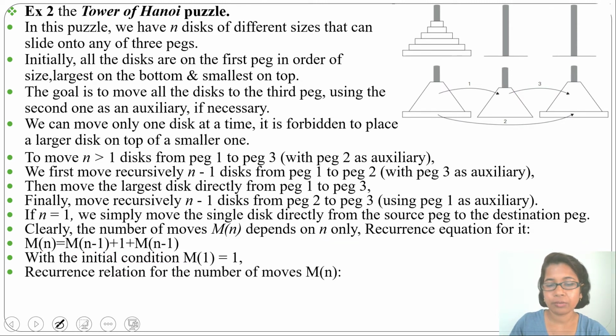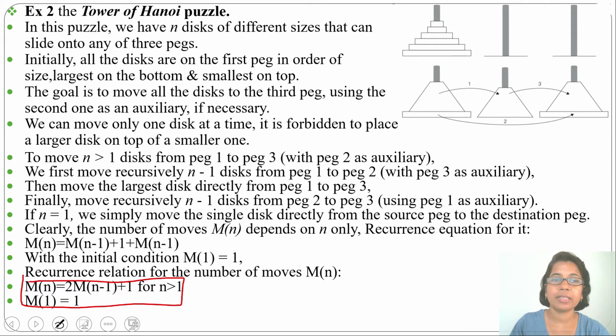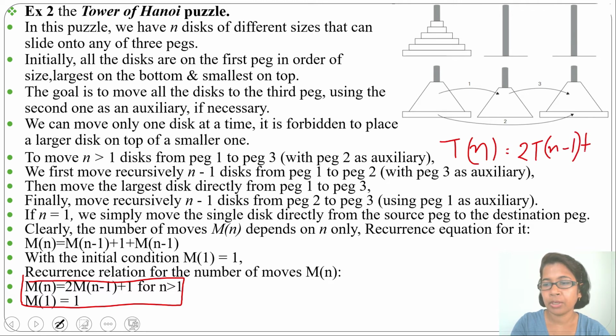So the recurrence relation for the number of moves is M(n) = 2M(n-1) + 1 for n greater than 1. We just add these together. So we found M(n) = 2M(n-1) + 1, and the initial condition is M(1) = 1. So I found this as the recurrence relation for Tower of Hanoi. Lots of times you will get a question like, what is the recurrence relation for Tower of Hanoi? It is M(n) = 2M(n-1) + 1. It may be written in the form of T, like T(n) = 2T(n-1) + 1. So this is the recurrence relation for Tower of Hanoi.